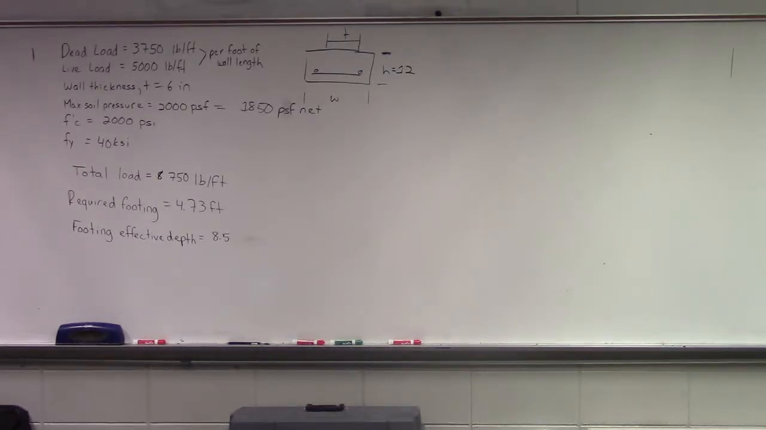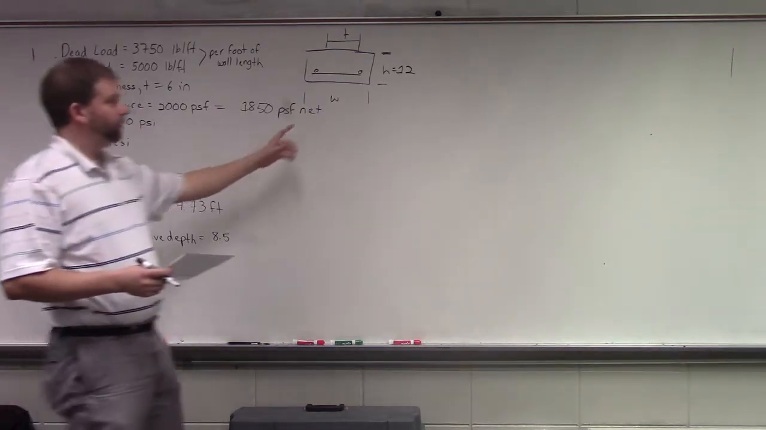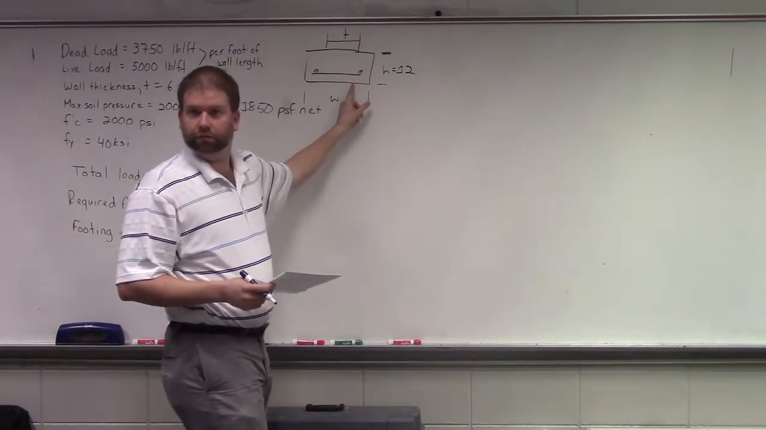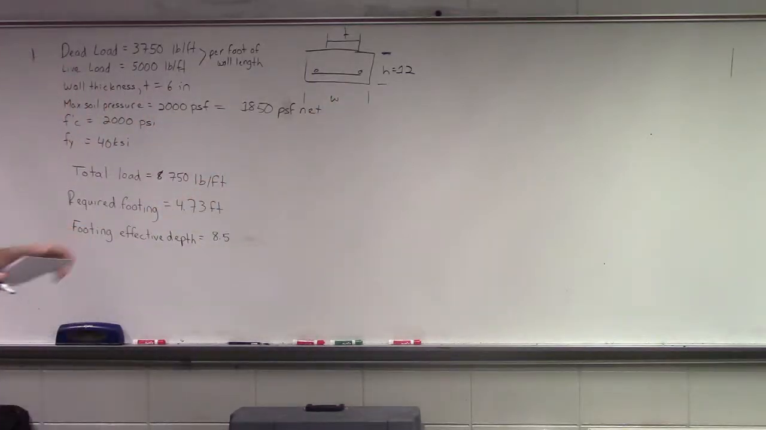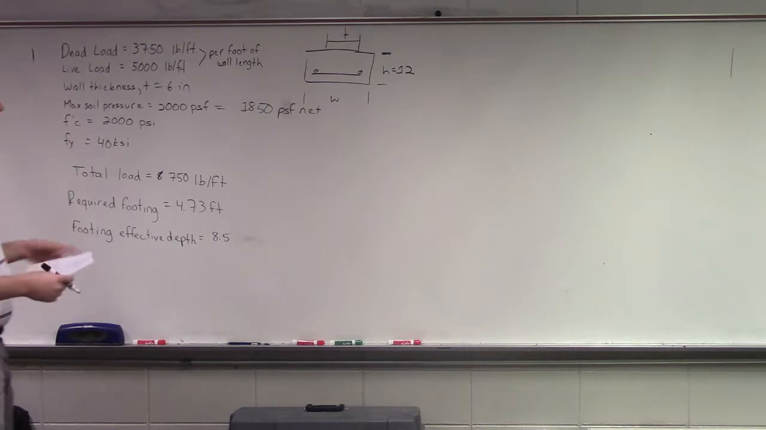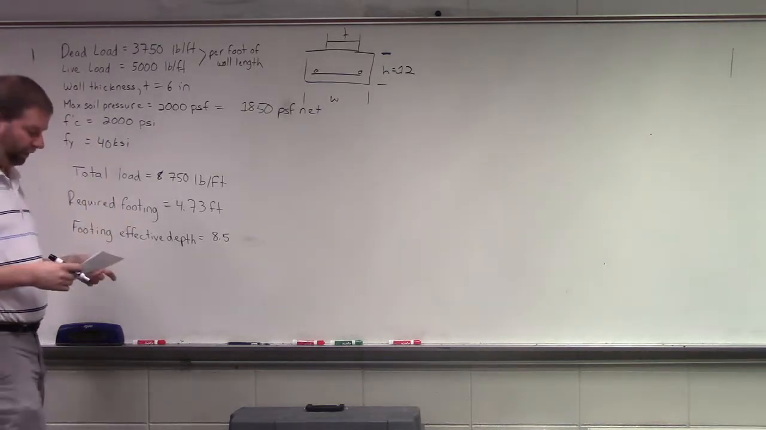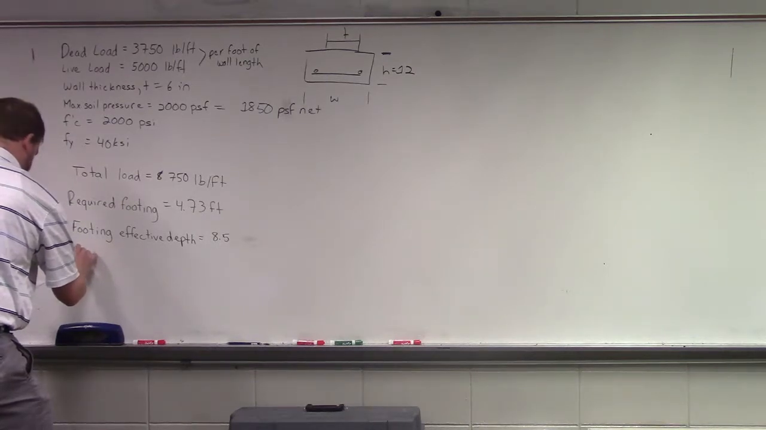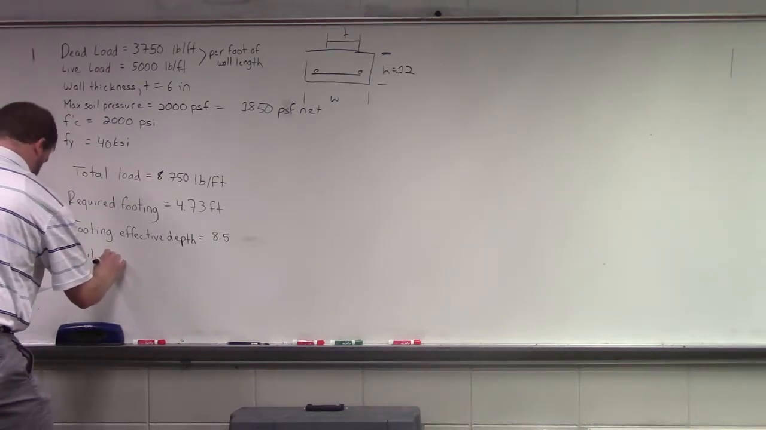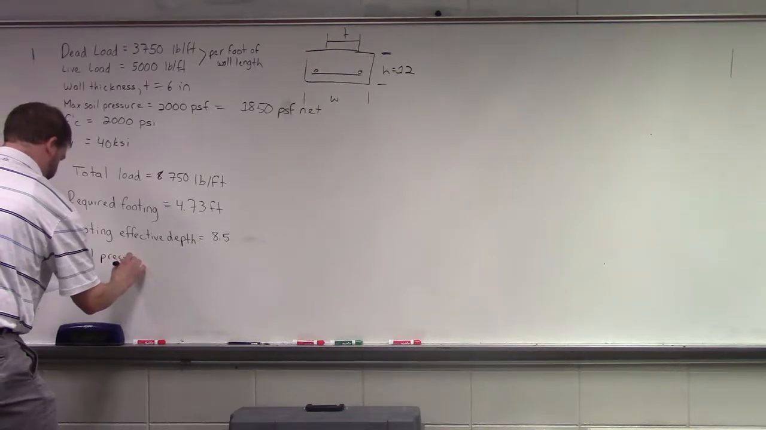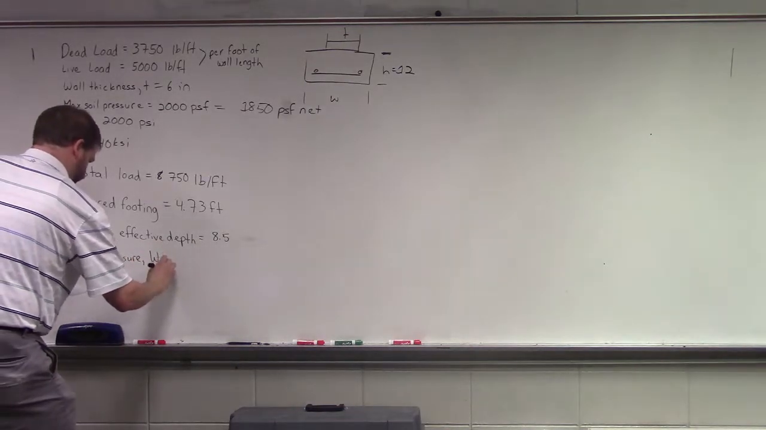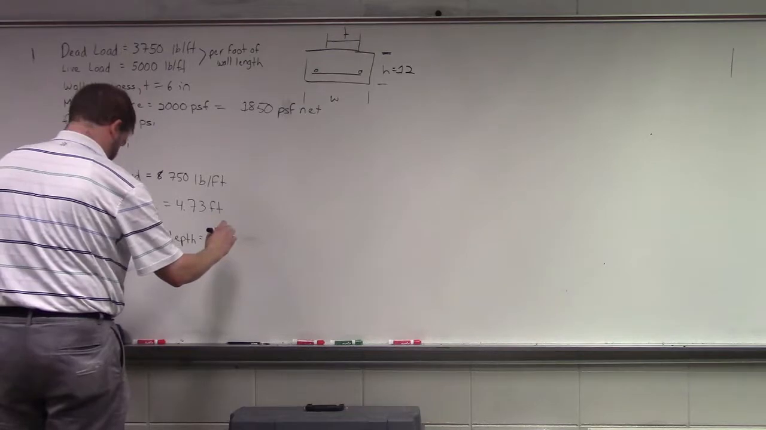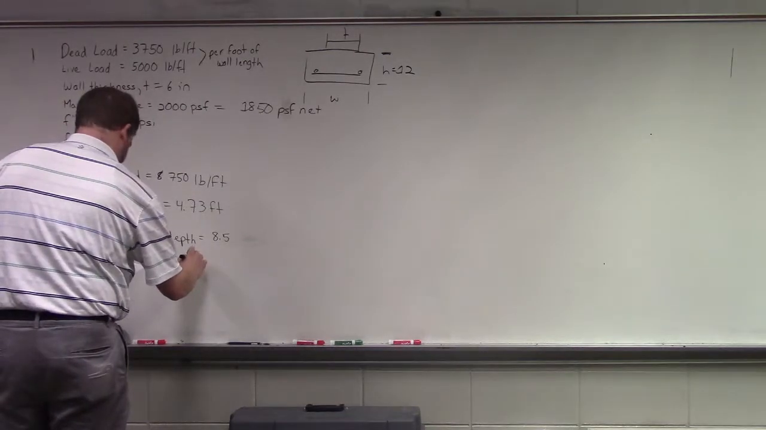Okay, and then the next step was we figured out the ultimate stress put back on the footing by the soil pressure, right? And that's where we had to use our factored loads: our 1.2 multiplied by the dead load and our 1.6 by the live load. Check soil pressure. Wu equals 1.2 times 3750 plus 1.6 times 5,000, so 12.5.